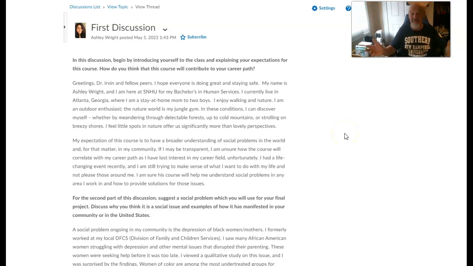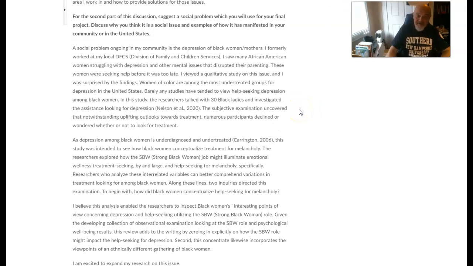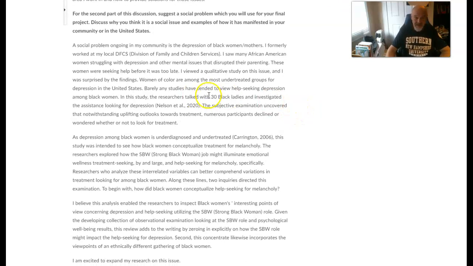I think the best examples that we can come up with are examples from our classmates, and I think this is a good one. Women of color are the most undertreated groups for depression in the United States. So she's narrowed her focus. If you try to go with racism is bad, and you try to continue with that as a topic, that won't work. That's not workable. You will very soon find yourself in kind of a real quandary, and not really with a narrow focus.